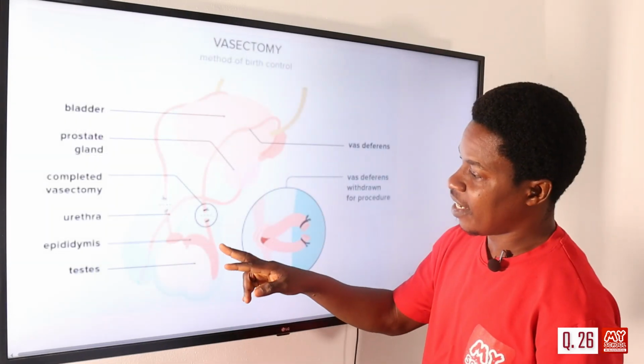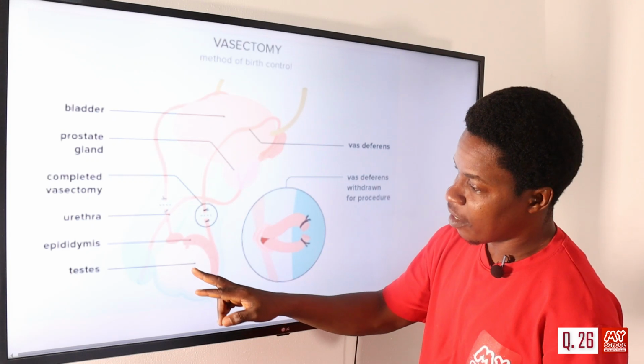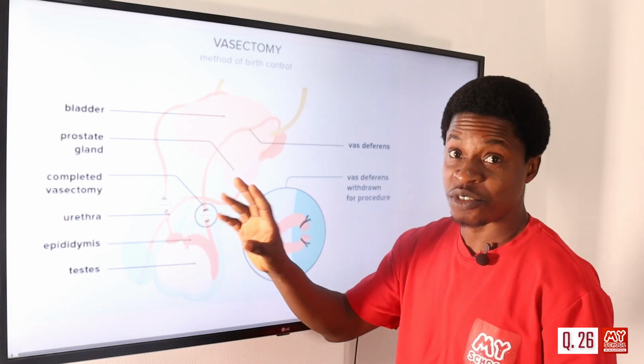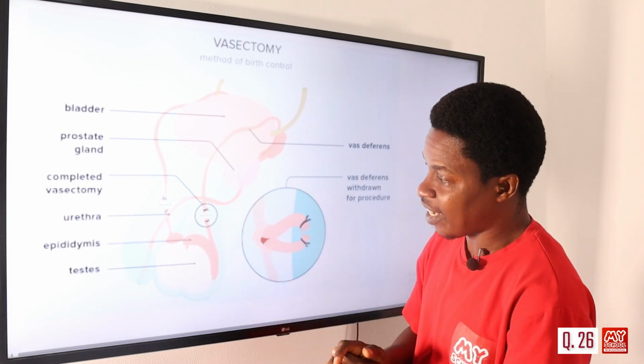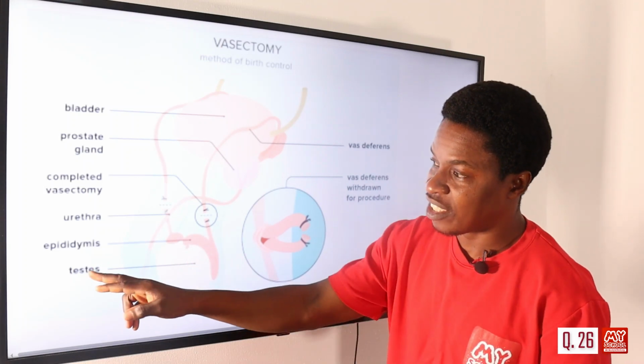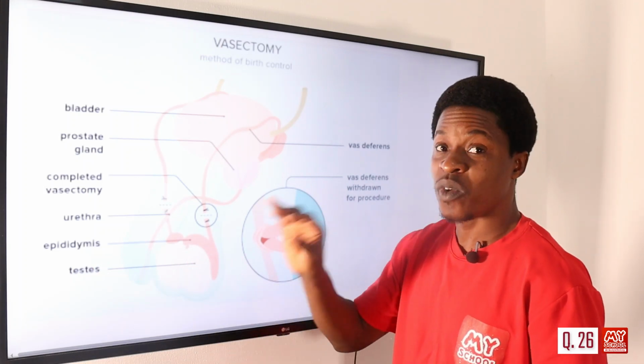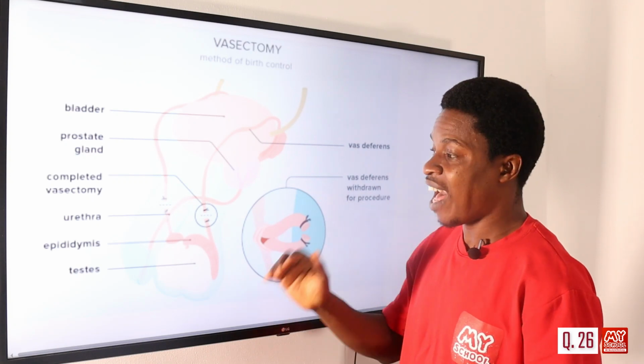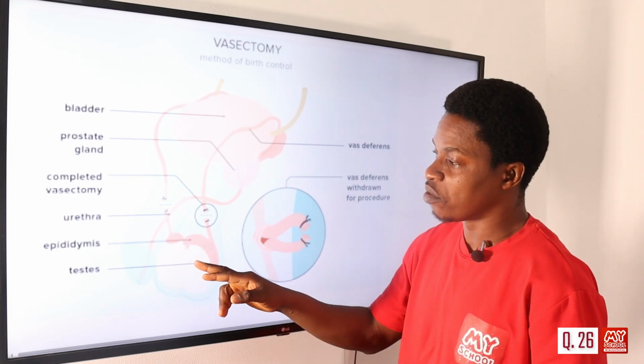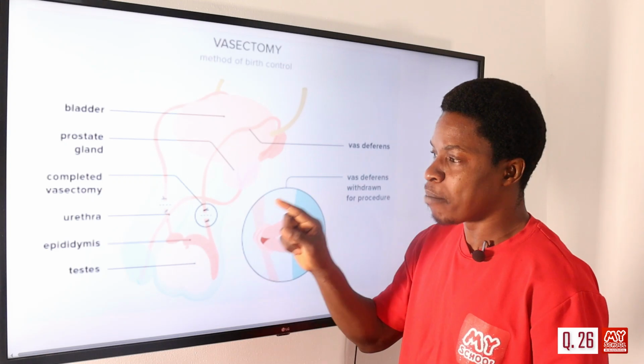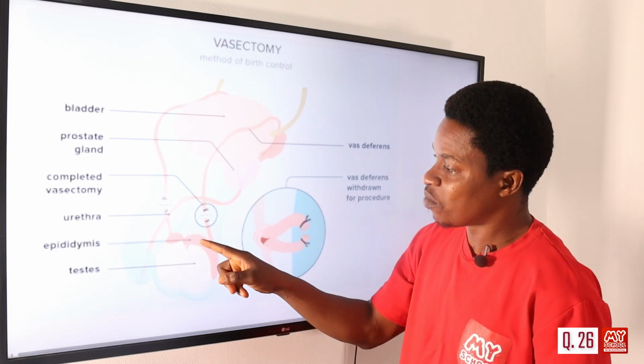So you can see here, this is a clearer diagram. These are the testes. We usually have two balls in the scrotal sac. We call them testes or testicles. That is where the sperm cells of the male are actually produced. And once they are produced, they are stored and matured at the epididymis. That is what we have here.